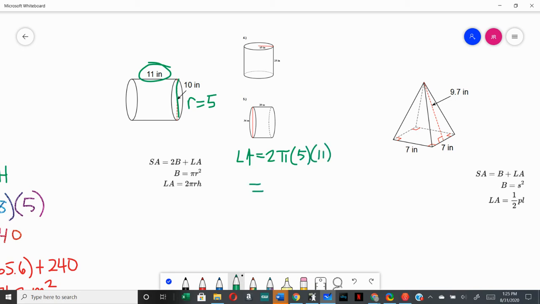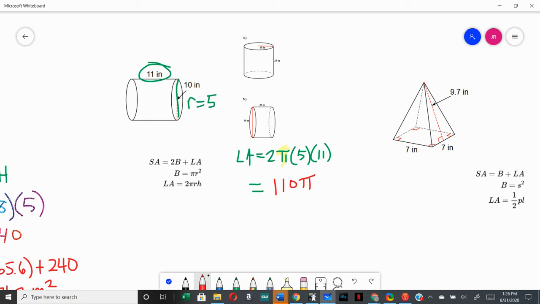And we're not going to substitute anything for pi unless I tell you to do so. We're just going to leave that just like it is. So let's see, 2 times 5, which is 10. 10 times 11 is 110 pi. You have to put the pi in there, make sure it's part of your answer.